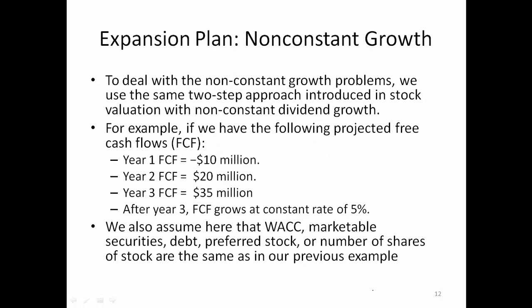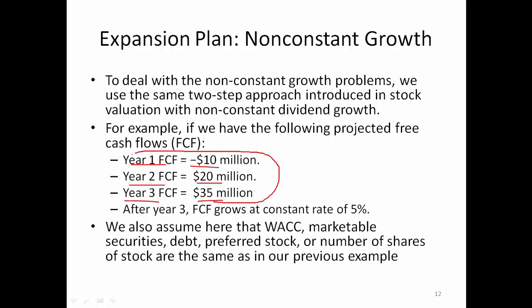Remember when we talked about stock valuation based on the discounted dividend, we introduced a two-stage approach to calculate stock price when the dividend growth rates are not constant all the time. Here, similarly, to deal with non-constant growth problems, we use the same two-step approach. So for example, if we have the following projected free cash flows, year 1 we have negative 10 million, year 2 we have 20 million, and year 3 we have 35 million.